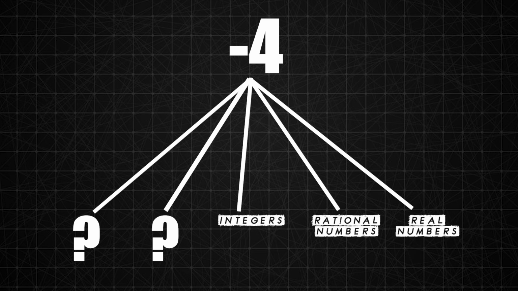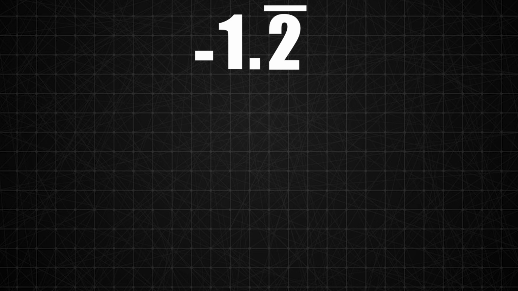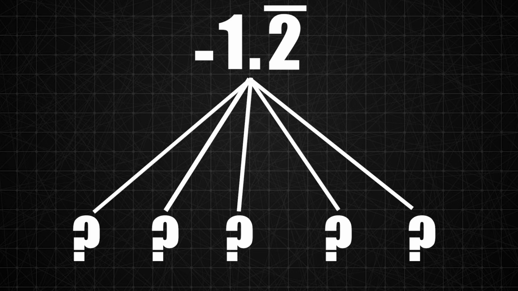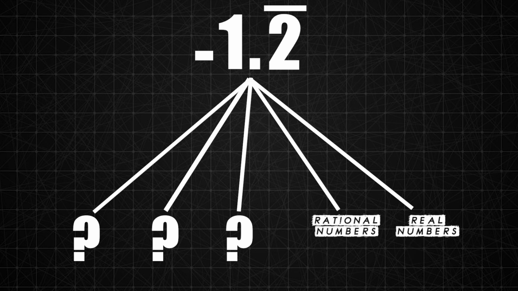All right, let's try something that's a bit more difficult. -1.2 repeated. What kind of number is this? It's a rational number and a real number. You may be wondering, I thought it was irrational. But remember that irrational numbers do not repeat the same number or decimal twice in a row.